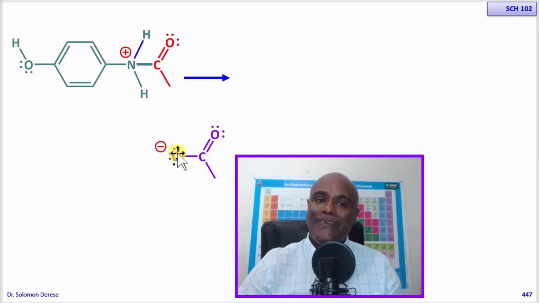So when this oxygen supplies 2 electrons to form a bond with hydrogen, the bond between this hydrogen and the nitrogen has to break. This bond will break, and the electrons of that bond are not going to go anywhere. They are going to be on the nitrogen. Now, when the nitrogen gets additional electrons, the nitrogen becomes neutral. So this is how it is.